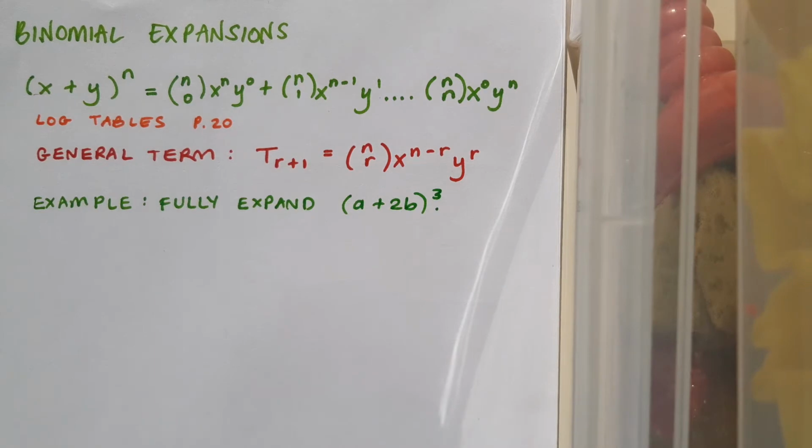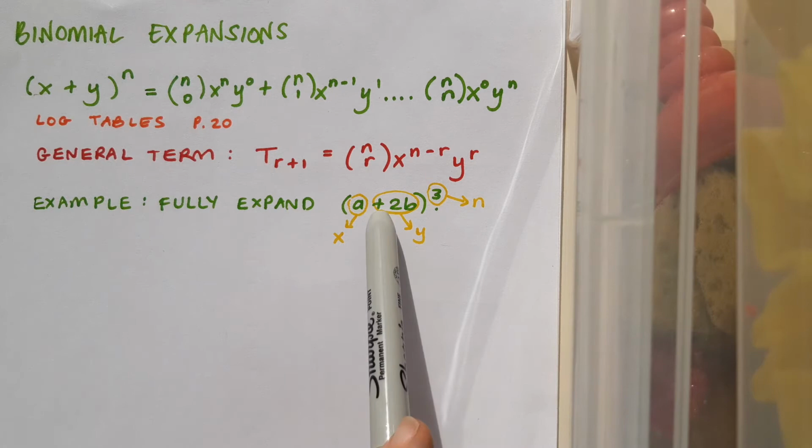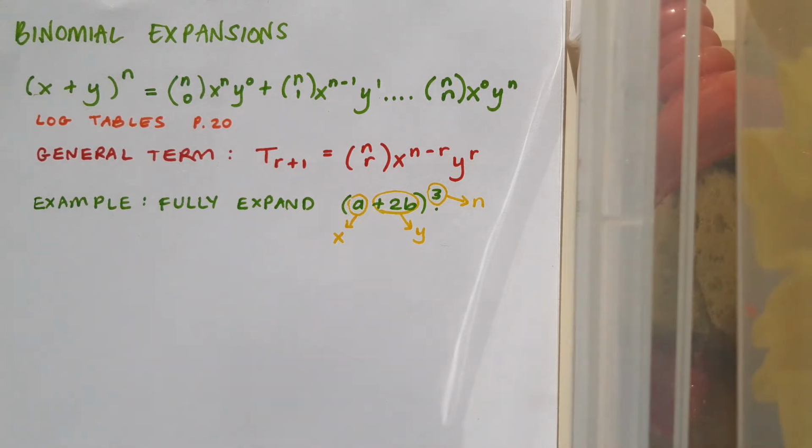So here we have an example, fully expand a plus 2b to the power of 3. So in this question, the a is the x from the rule, the plus 2b is the y from the rule, and 3 is our n. And just notice there that in identifying y, I've included the sign in front of the 2b as part of the y term. This is particularly important if that sign is a negative. So if you've seen this type of question before, now is the time to pause the video and give it a shot yourself, and then play and see if you're correct.